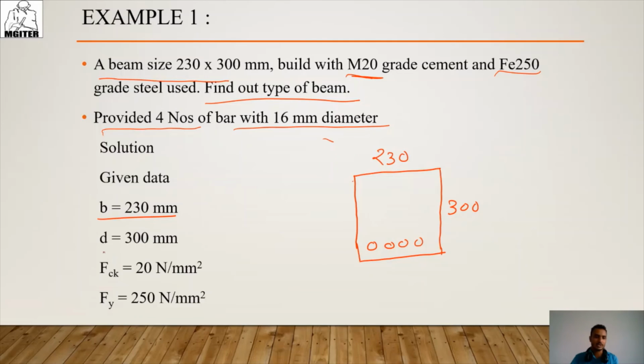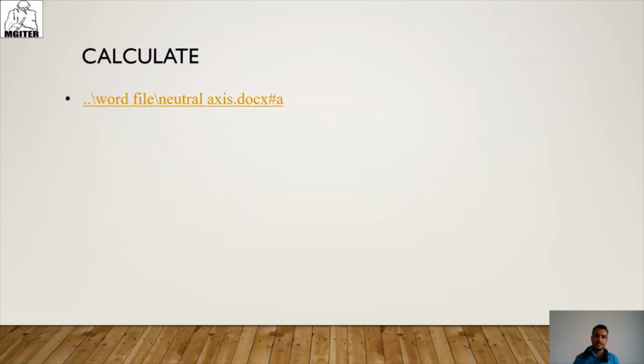Look at here, given data. B is equal to 230 mm. D is equal to 300 mm. fck 20 Newton per mm square. fy 250 Newton per mm square. These are the given data. We start calculating here.